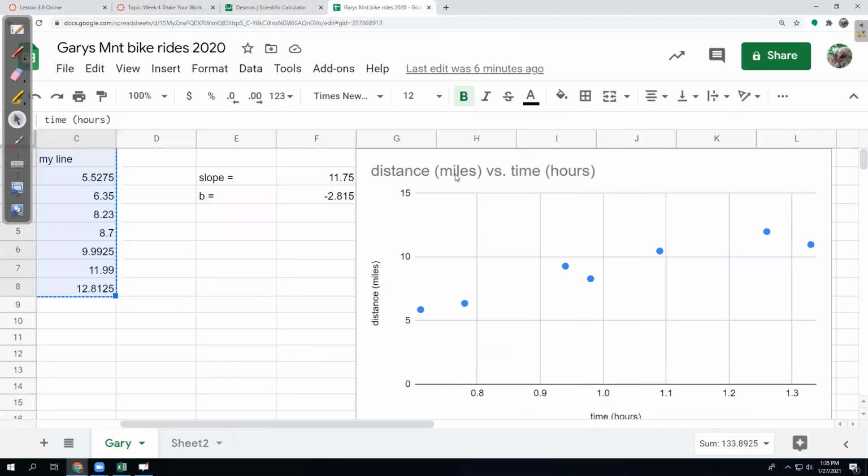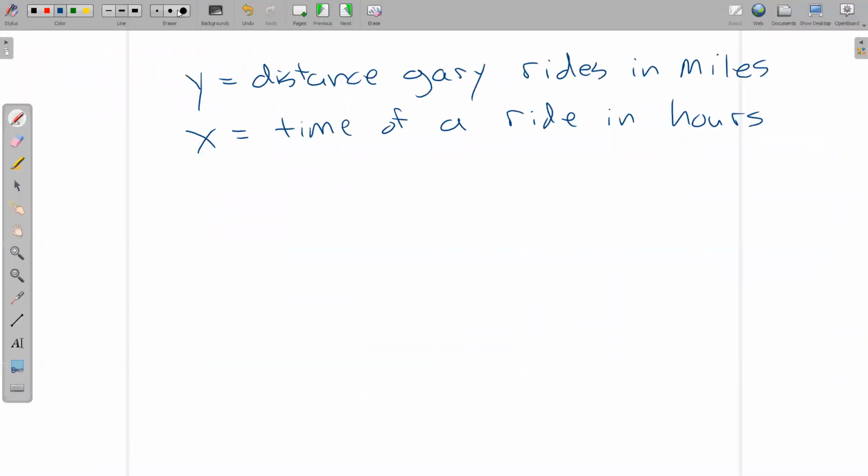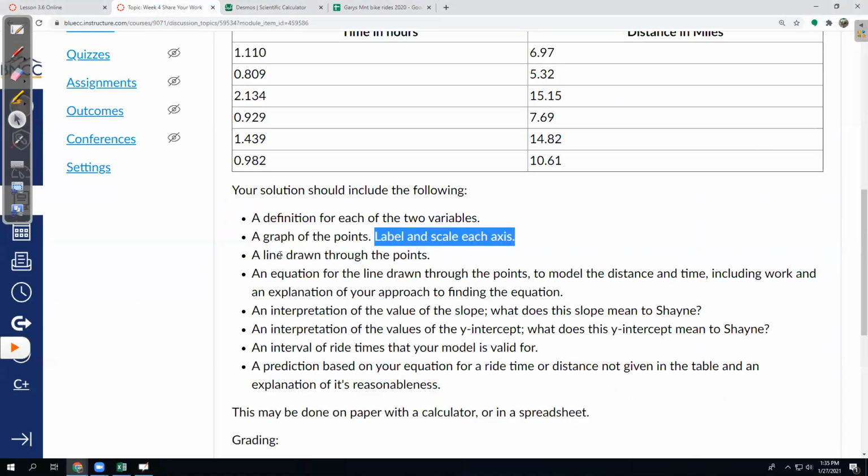And this title up here sucks. I'm going to put in a better title. This is Gary's mountain bike rides. So give it a nice title, whether it's on paper or on a computer. Oops, no, I want it to be over there. Back here, what else? Yeah, so I'm going to draw the line on paper instead.